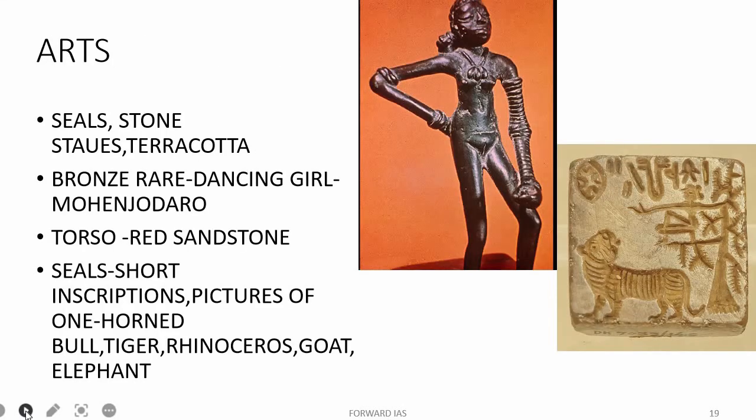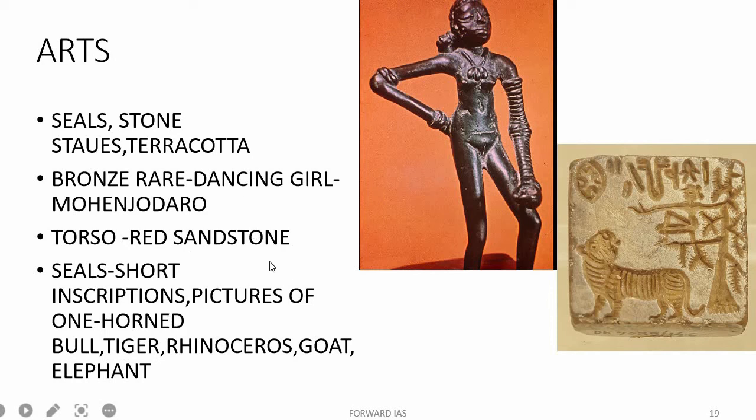Now let's see what the different arts of the Indus Valley people are. We have already discussed the crafts and technology used by the Indus Valley people. Important artworks were seal making, stone statues, terracotta figurines, etc. Bronze statues were very rare, but one of the brilliant examples of bronze artwork is the dancing girl statue discovered from Mohenjo-daro. This girl is posing in the Tribhanga posture, and another torso was discovered. It was made out of red sandstone.